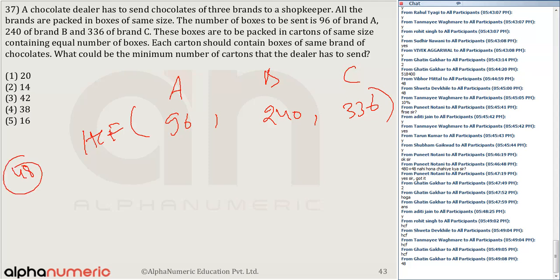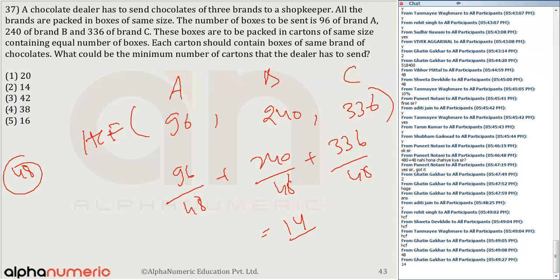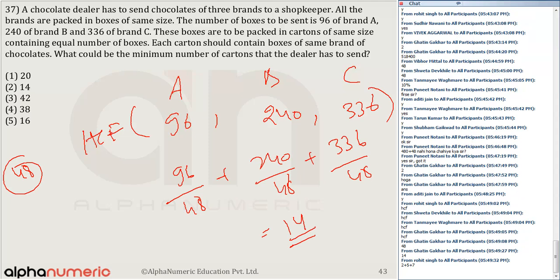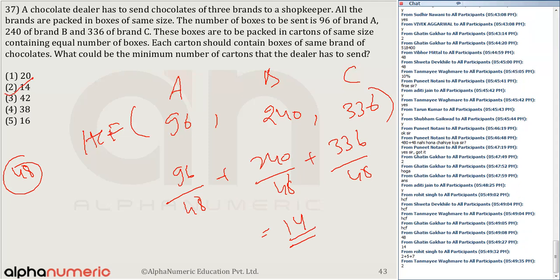So कितने कार्टून्स की जरूरत पड़ेगी? 96/48 प्लस 240/48 प्लस 336/48. So that was a simple question, which is 14. So answer is 14. Option 2. Everyone who have attempted got it right. So any doubt?